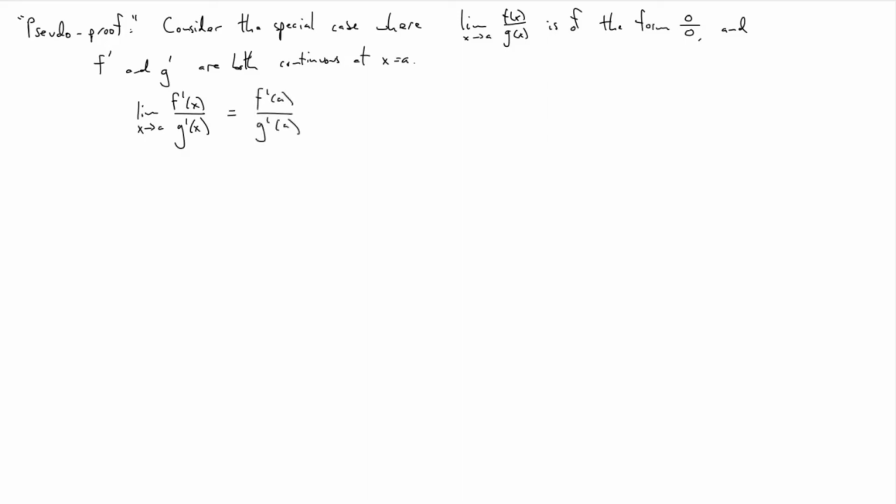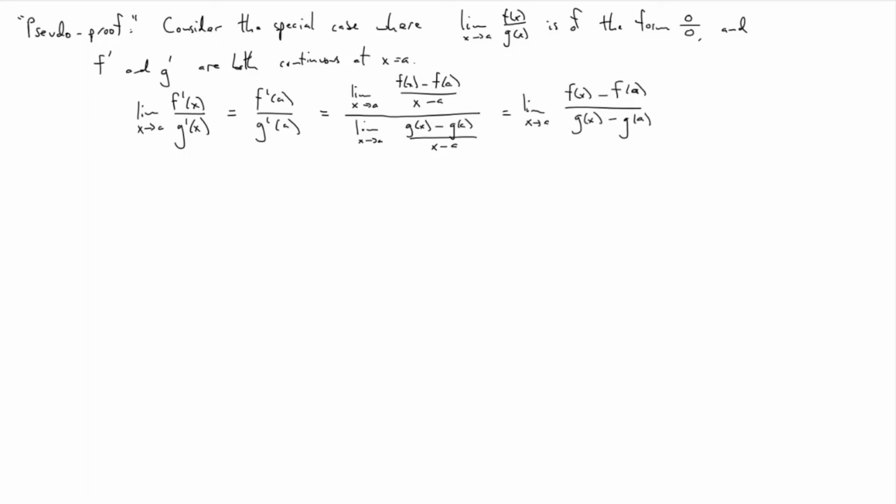And we had a couple of different definitions for the derivative of a function at a point. If we go back to our original one, then we can rewrite this expression as the limit as x approaches a of f of x minus f of a over x minus a, that's just f prime of a, over the limit as x approaches a of g of x minus g of a all over x minus a, that's just g prime of a.